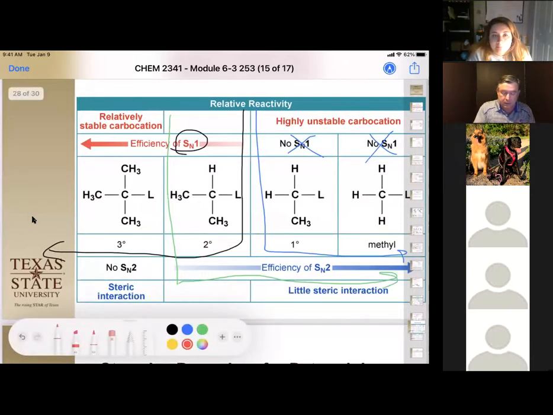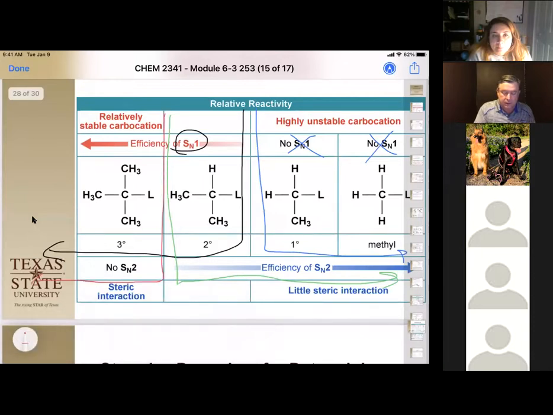but tertiary never does SN2. So the only one we really have to worry about is the secondary. And when we look at the secondary, we have to look at good leaving group or okay leaving group, good nucleophile or poor nucleophile, protic solvent or non-protic solvent.